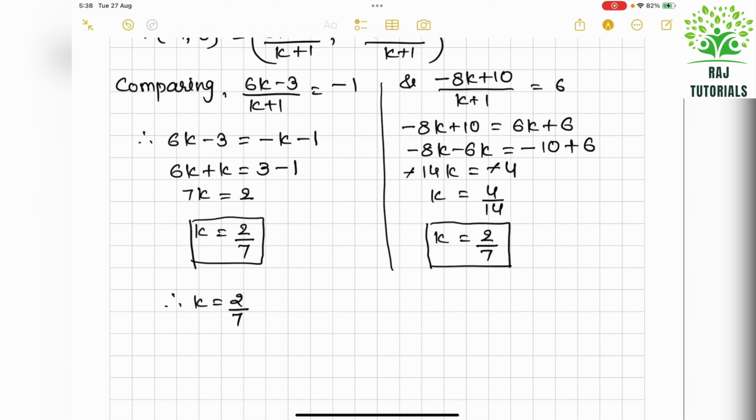See, we don't need to solve both. We can use one also. But to show, I have shown you both. Therefore, the required ratio is k is to 1 equal to 2 is to 7.